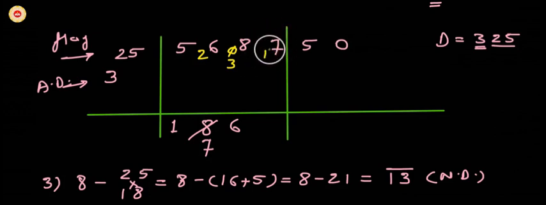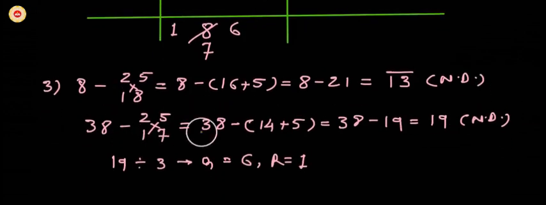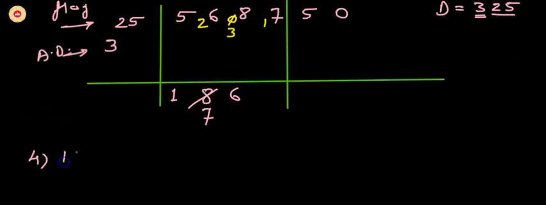Now this 17 is the gross dividend. Friends, please pause the video and write this third step. Okay, fourth step. Gross dividend 17 minus the cross product of the two flag digits and the last two quotient digits. Which are the last two quotient digits? 7 and 6. 7 and 6.